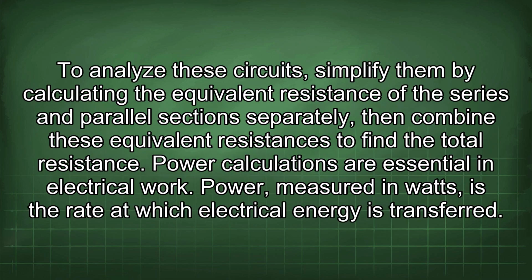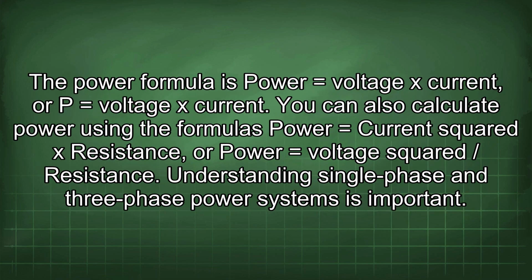To analyze these circuits, simplify them by calculating the equivalent resistance of the series and parallel sections separately, then combine these equivalent resistances to find the total resistance. Power calculations are essential in electrical work. Power, measured in watts, is the rate at which electrical energy is transferred. The power formula is power equals voltage x current, or P = V x I.